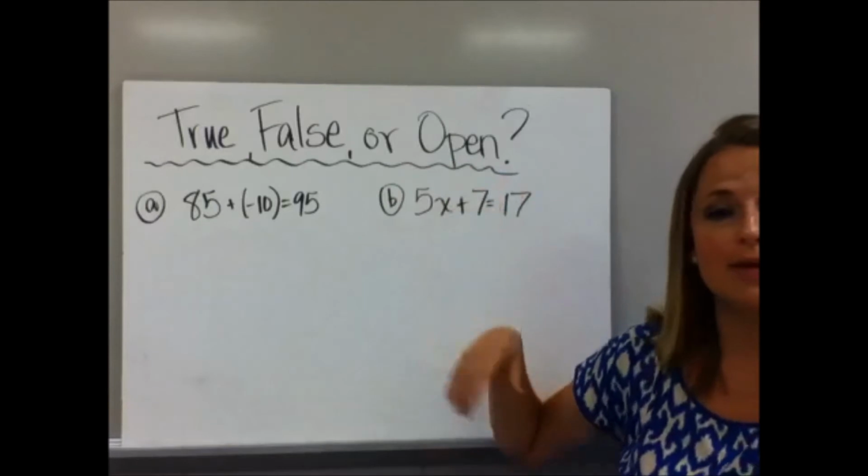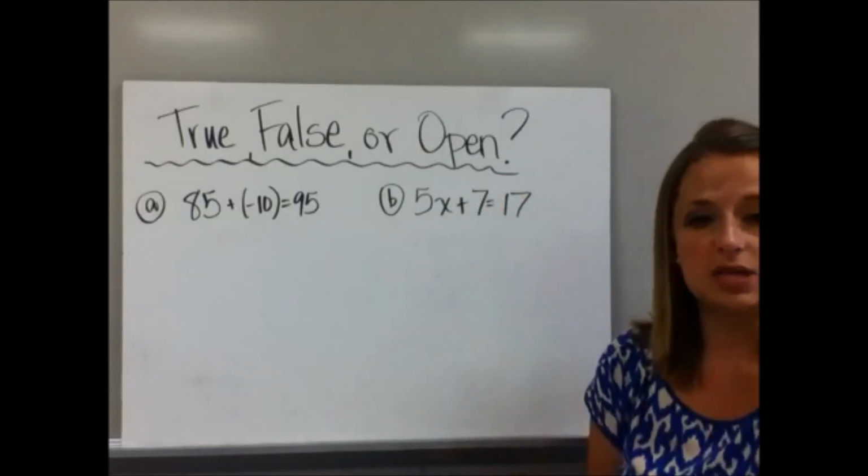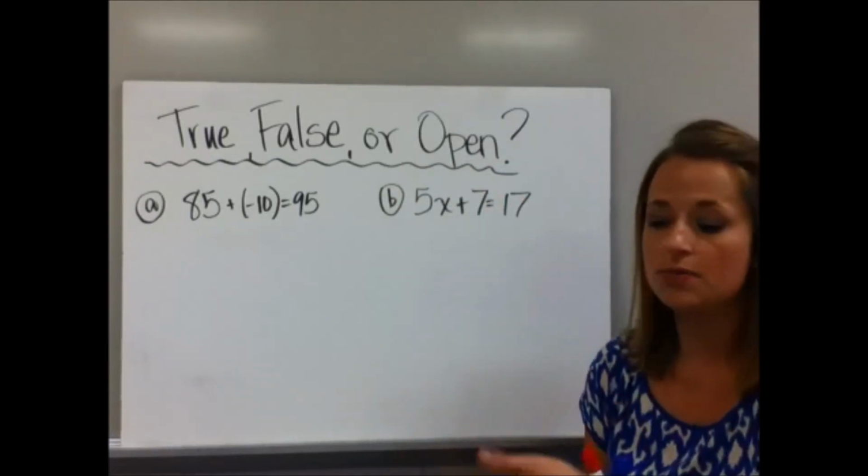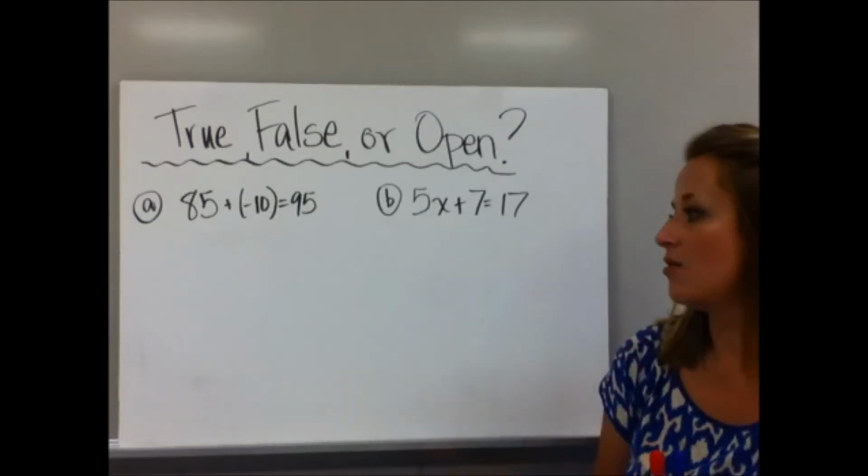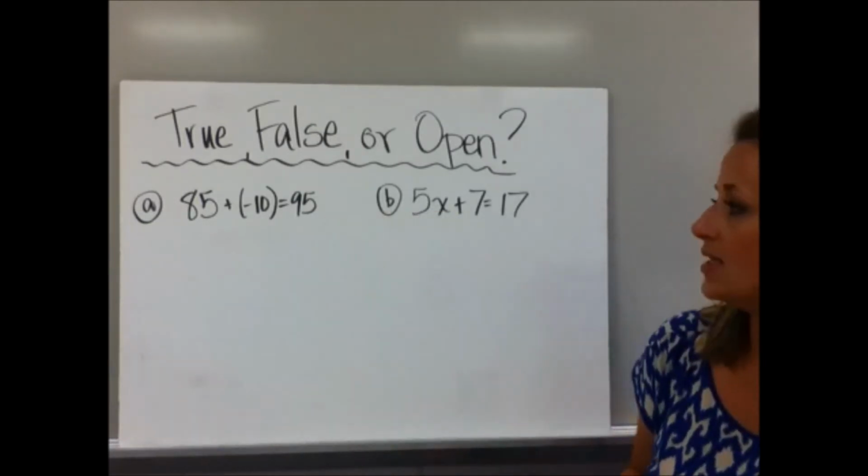If it's open, that means that there is a variable there. When you simplify it as much as you can, you get x or w or y is equal to another value. So let's look at these examples.